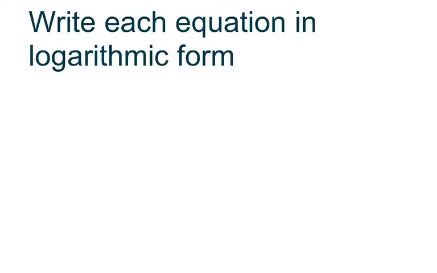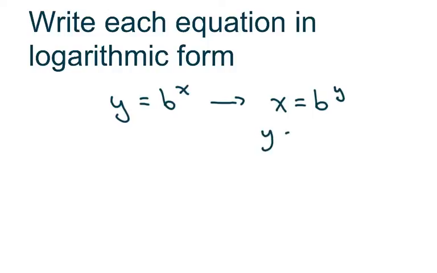Hi everyone, we're going to write each equation in logarithmic form. Basically, the inverse of an exponential function, y equals b to the x, is where you just switch the x and the y. So that would be x equals b to the y. And the logarithmic form would be y equals log base b of x.